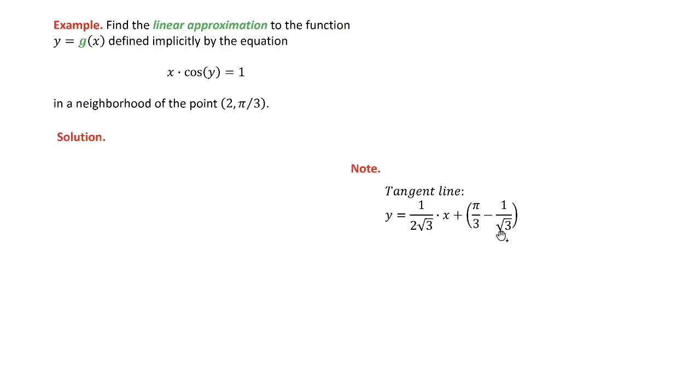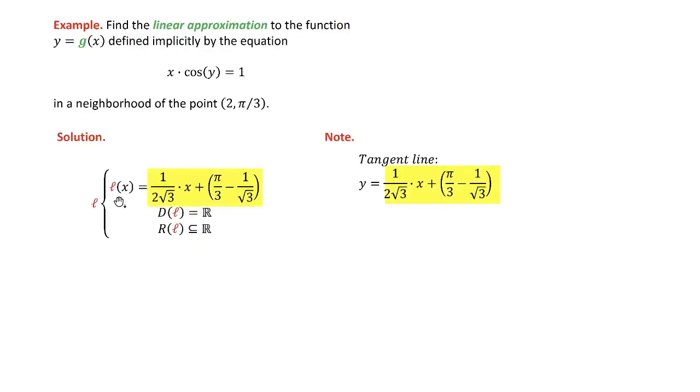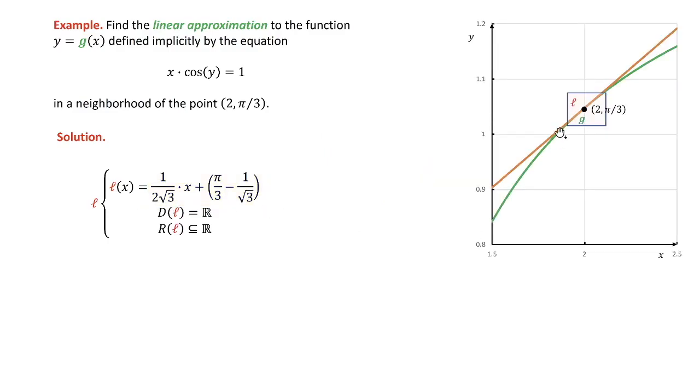That's the tangent line, right? And then as a function, right? Again, this is an equation of two variables. This is a function of one variable. We have the same rule. And again, if we look at the picture, it's a pretty good approximation.